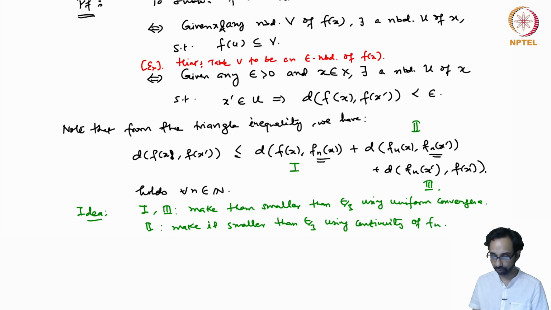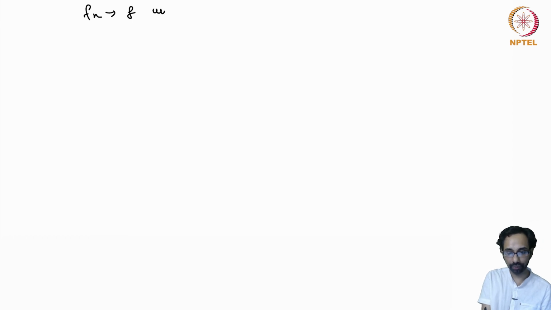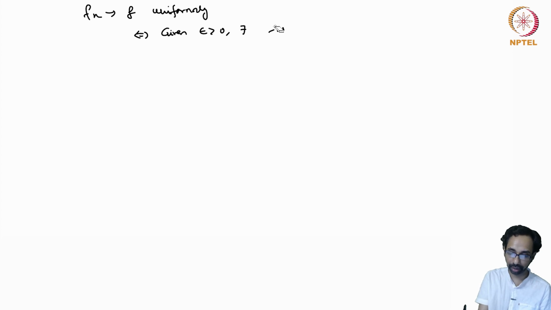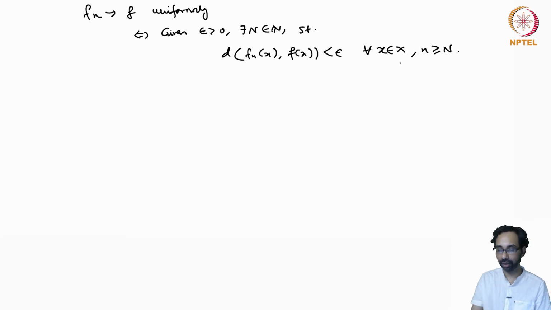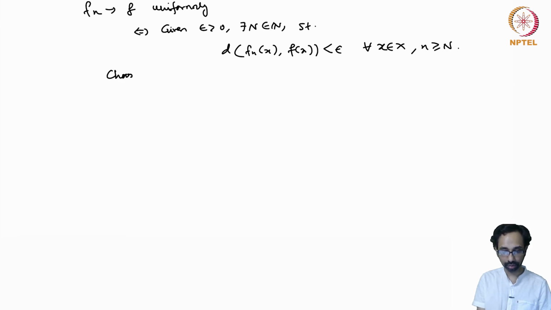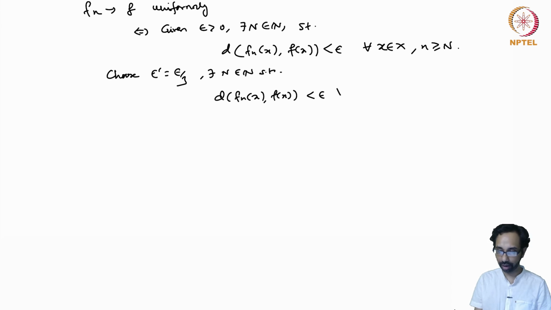So how do we use uniform convergence for 1 and 3? Well, this is just the definition of uniform convergence. f_n converges to f uniformly is the same as saying that given epsilon greater than 0, there exists a capital N belonging to the naturals such that the distance between f_n(x) and f(x) is less than epsilon for all x in X and n greater than or equal to N. So we choose epsilon prime to be epsilon by 3, then there exists a capital N such that this condition holds for all x in X and all n greater than or equal to capital N.